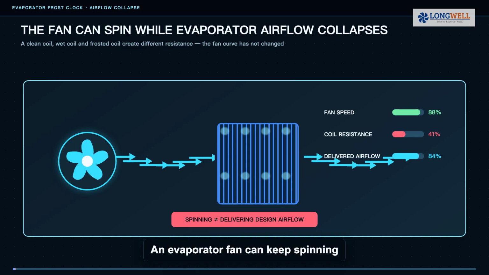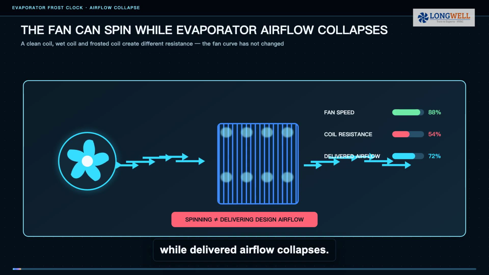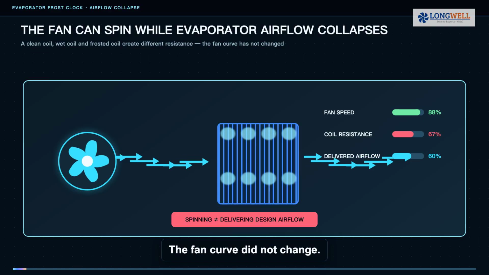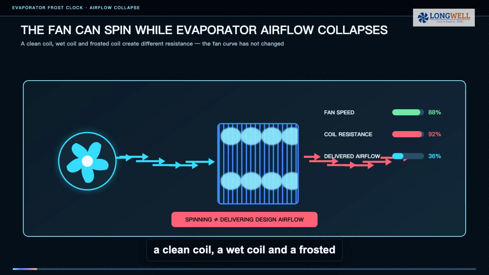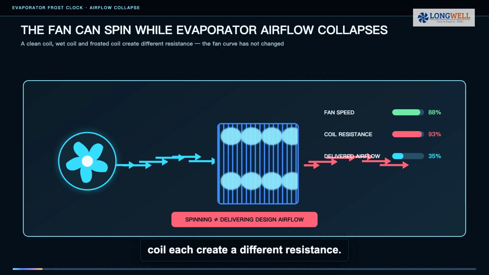An evaporator fan can keep spinning while delivered airflow collapses. The fan curve did not change. The airside system did. A clean coil, a wet coil and a frosted coil each create a different resistance.